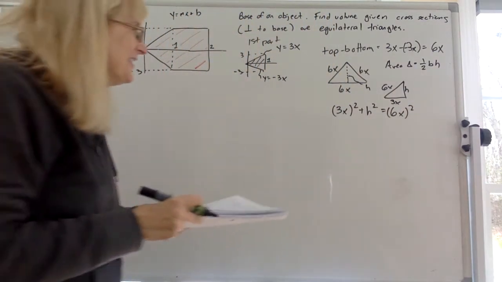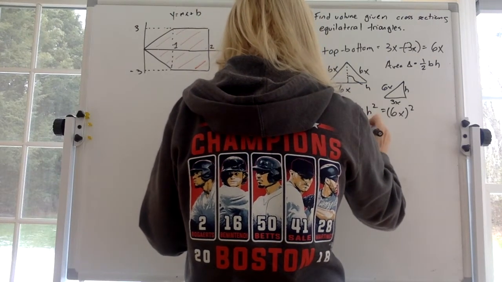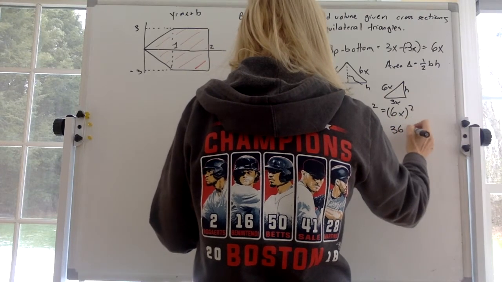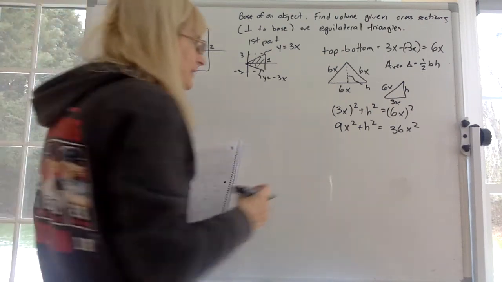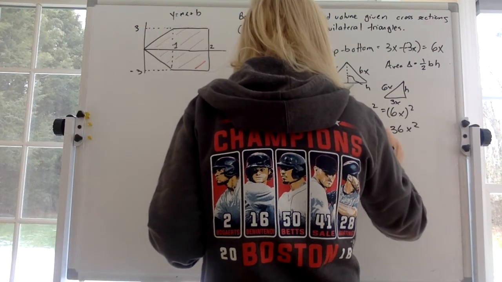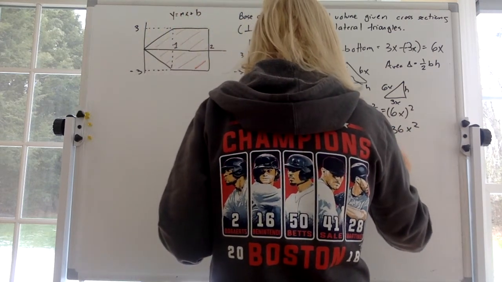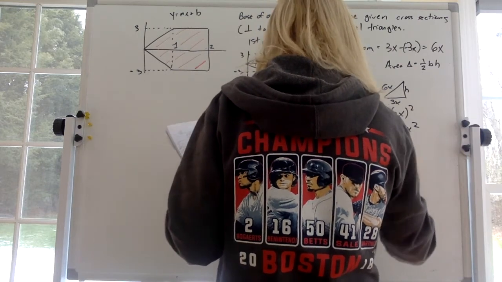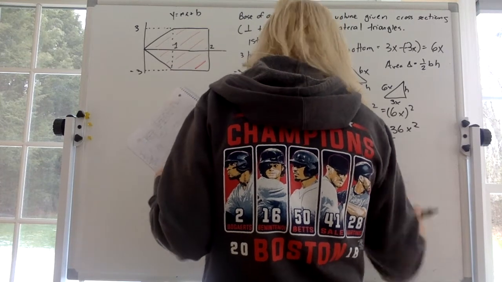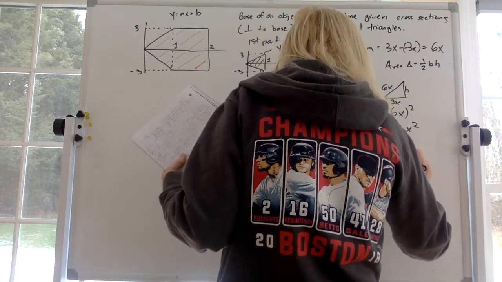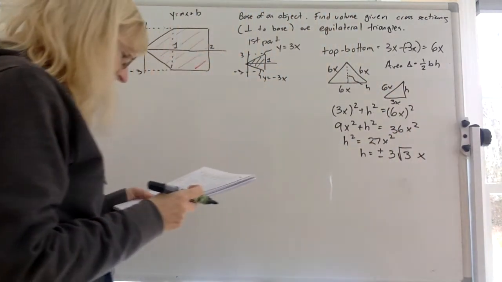I think I did. All right, so what do we get? We get 36x squared. Okay, subtract 9x squared from both sides, and we get 27x squared. So what's h equal to? Plus or minus the square root of 27x squared. The square root of 27 is 3 square root of 3, right? Square root of 9 times square root of 3, and the square root of 9 becomes 3, so h is 3x root 3. Oh, so we just got the height.